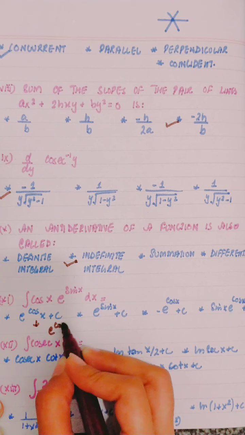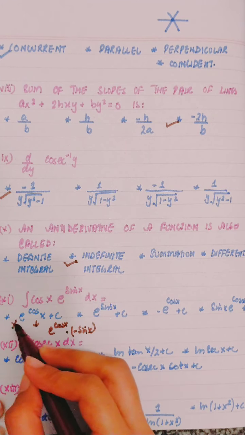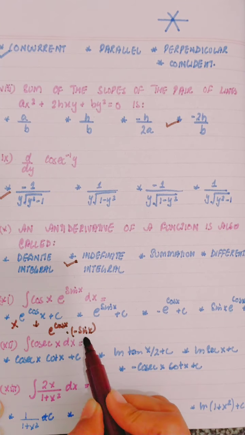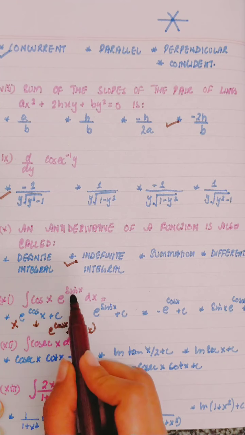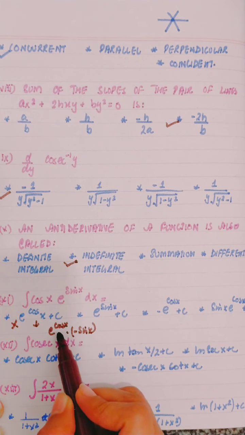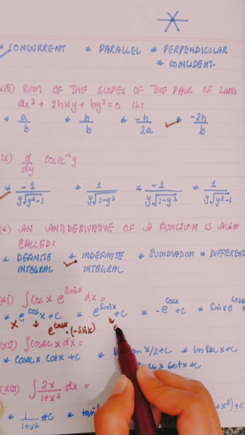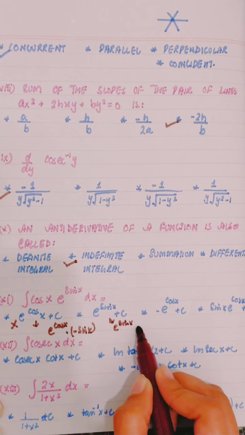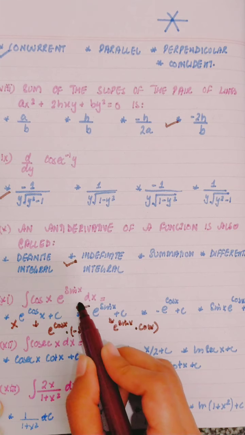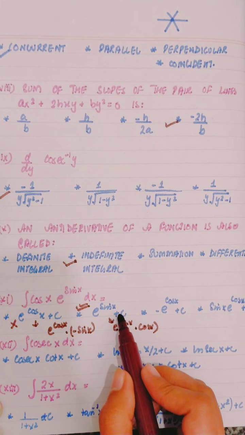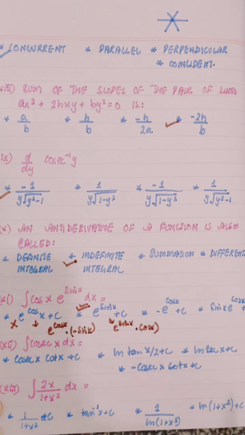E raised to the power cos x, then the derivative of cos is minus sin x. So this will not be the option, because we have e raised to the power cos x and e raised to the power sin x, and this is different from e to the power cos x into sin x. Now differentiate e to the power sin x, and the derivative of sin x is cos x. So the correct answer is e to the power sin x plus c, because when we integrate we add c because of the constant term. Okay.